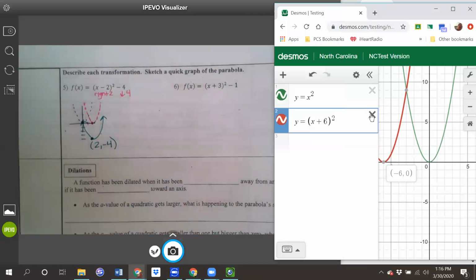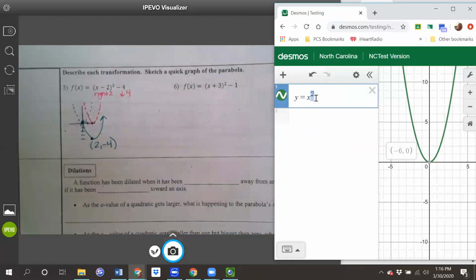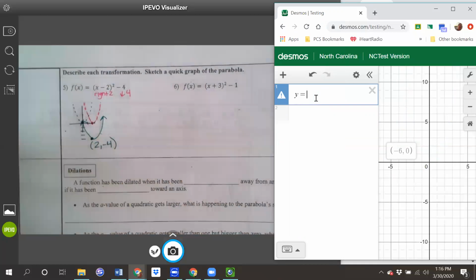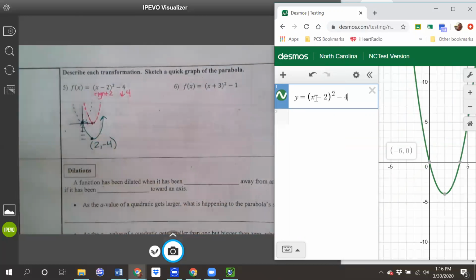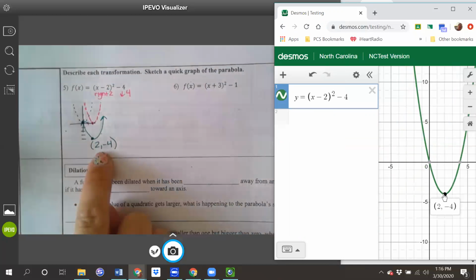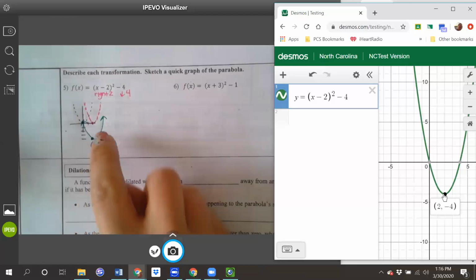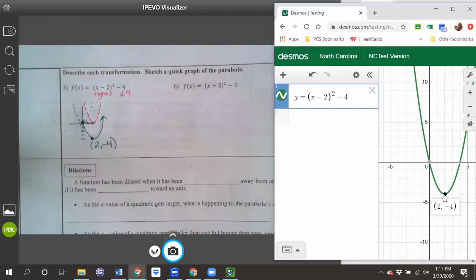So let me check this answer. Dang it, I don't know why I just got rid of that one. That's okay. All right, so parentheses, x minus 2, square it, and then minus 4. So my graph here goes through the point 2, negative 4, which is exactly what I said, and there is my parabola smiling, opening up.